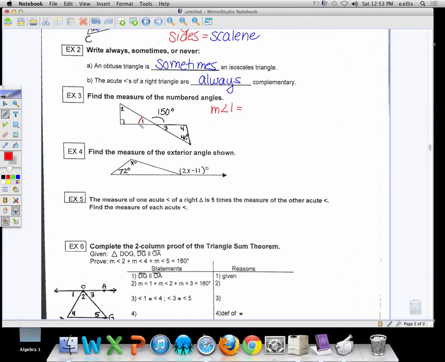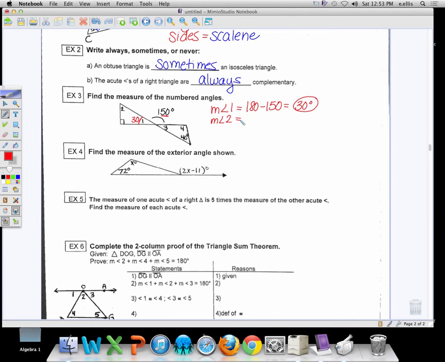And I'm going to take them, hopefully, in order here. I'm going to start with the measure of angle 1, which is right here on the left. Angle 1 and my 150, they make a linear pair. A linear pair makes a straight line. They measure 180. So if I do 180 minus the 150, angle 1 will be the remaining 30 degrees. Okay, you can even write it in your picture if you like that as well.